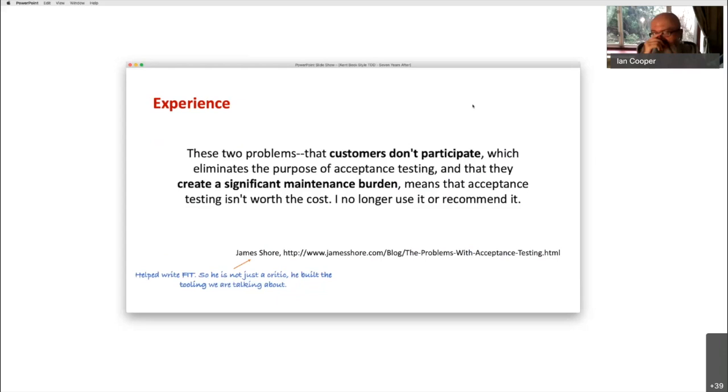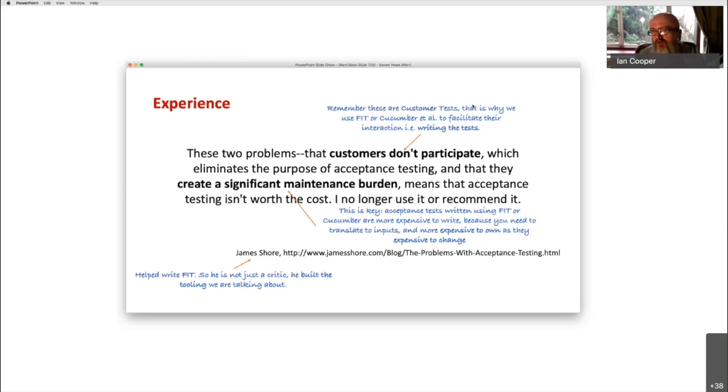He pointed this out. He said, I've abandoned using Fit, the tool that I wrote. I've abandoned using it because it doesn't work, right? And it's because effectively customers don't do it. And if customers don't do it, don't do it. That tool only exists for customer participation, for the product owner. If your product owner is not writing the tests in your Cucumber suite, don't do it. Right.